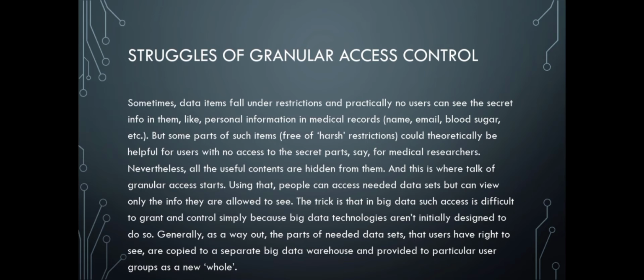The trick is that in big data, such access is difficult to grant and control simply because big data technologies are not initially designed to do so. Generally, as a way out, the parts of needed data sets that users have the right to see are copied to a separate big data warehouse and provided to a particular user group as a new whole. So, granular access control means to divide the information needed for a specific position or for specific needs only.